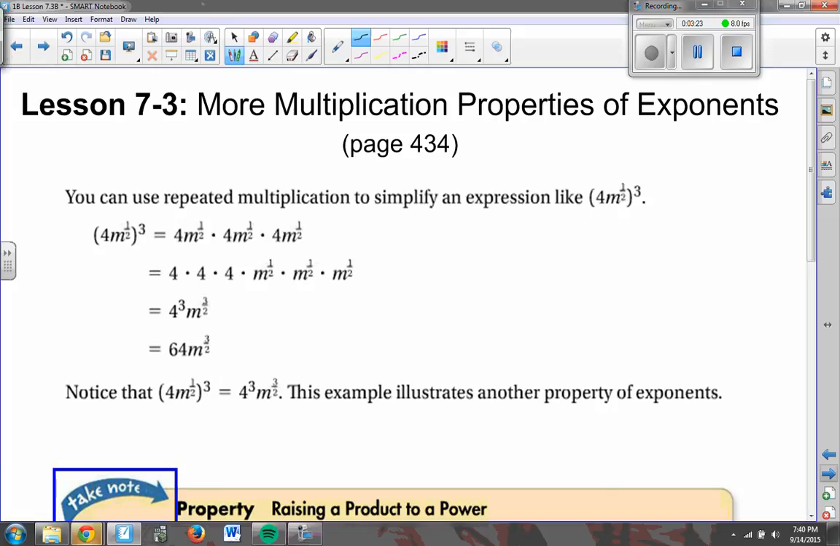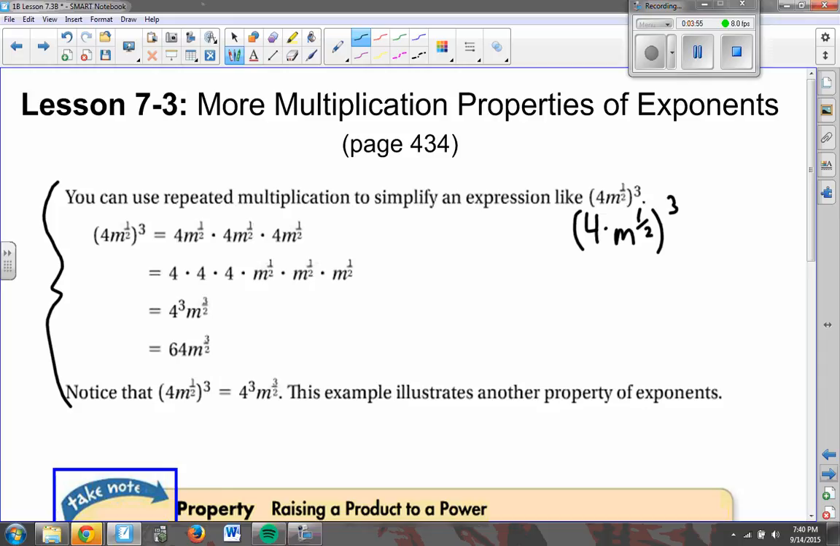So on page 434, you will find this little paragraph. Okay? It tells us that we can use repeated multiplication to simplify an expression like 4m to the 1/2 power, or 4 times m to the 1/2 power, all of that raised to the 3rd power. All right? So we're going to look at what that looks like right here. And this should start looking a lot like the warm-up problems that we just did.